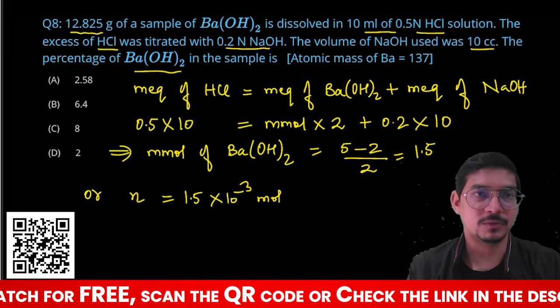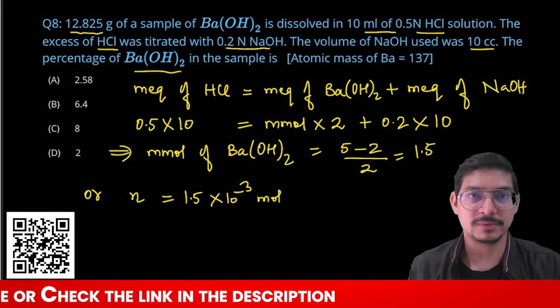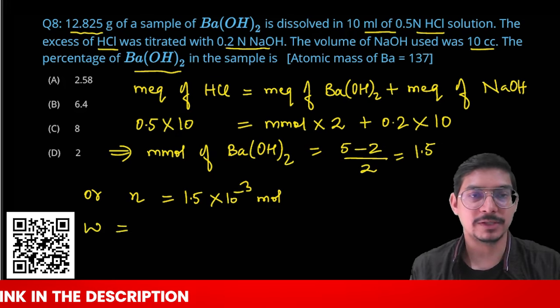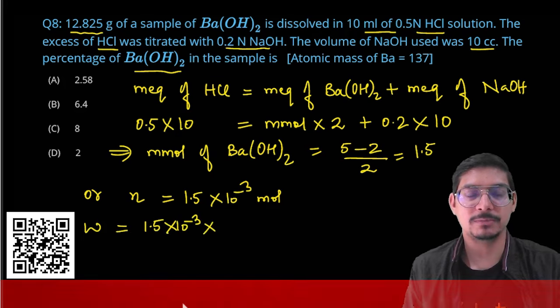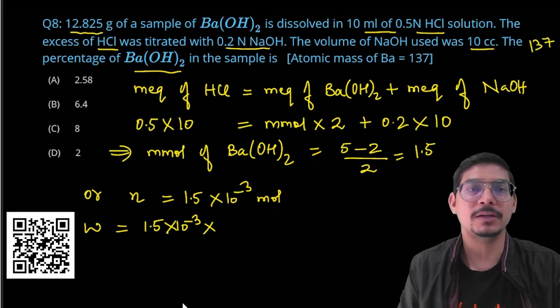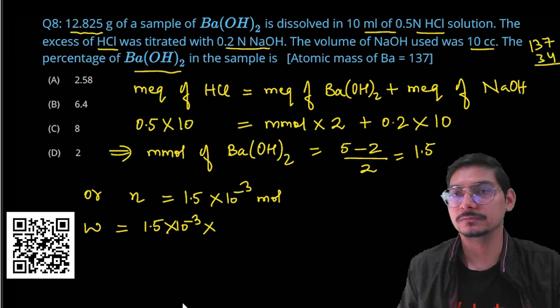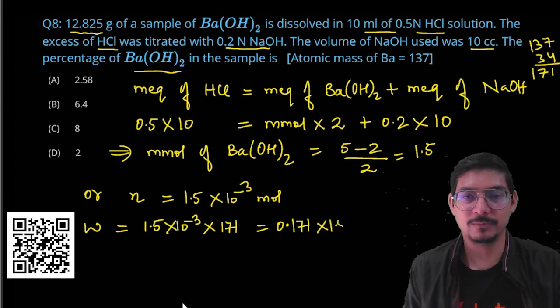Next, we have to convert this into mass because we have to calculate the percentage of barium hydroxide, which would be mass percentage here. So the mass of barium hydroxide would be number of moles 1.5 into 10 raised to the power minus 3 multiplied by the molar mass of barium hydroxide, which can be calculated as 137, the atomic mass of barium, and 2 hydroxide would be 16 plus 1, 17 into 2, 34. So this will come out to be 171. So this would be 0.171 multiplied by 1.5 gram.